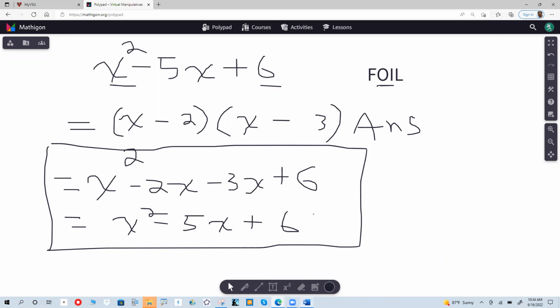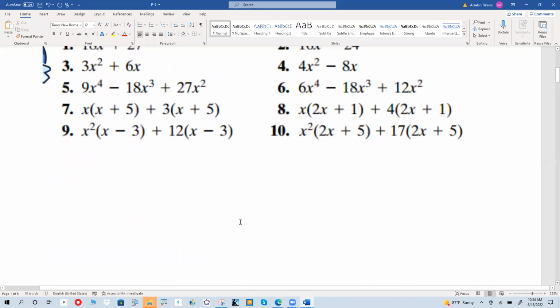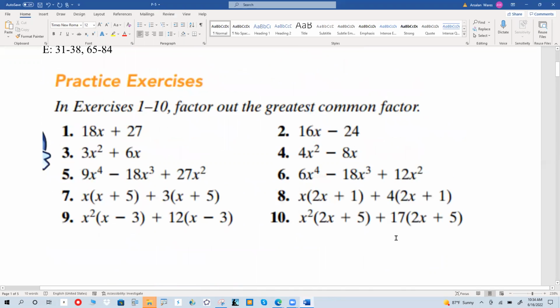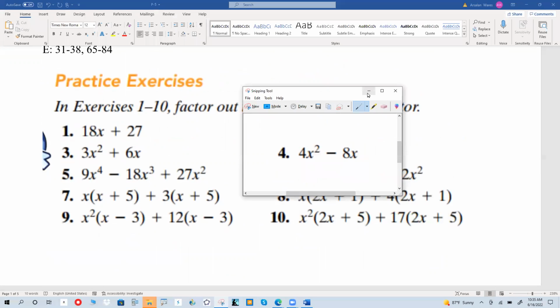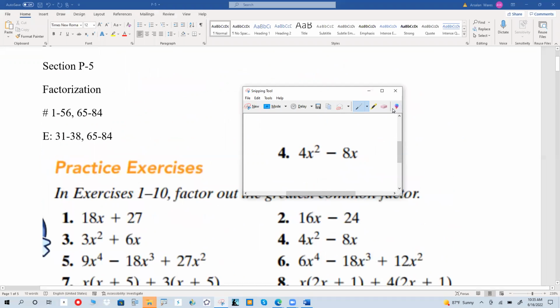All right. So here are the problems. I am going to do some of the easy ones, guys. So be a little patient with me. I know some of you probably may feel a little bored, but that's okay. Just bear with me for a little bit. So I'm going to do something this simple. Number 4. So I'm going to take this.